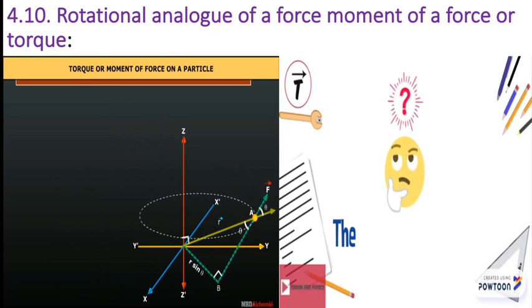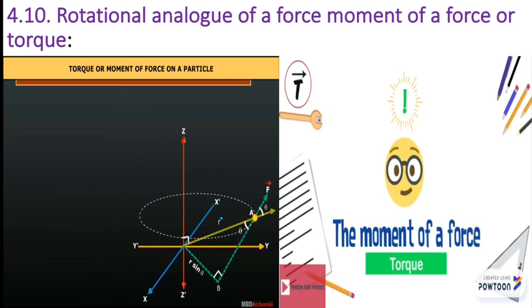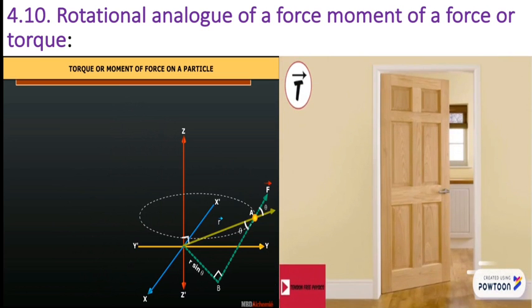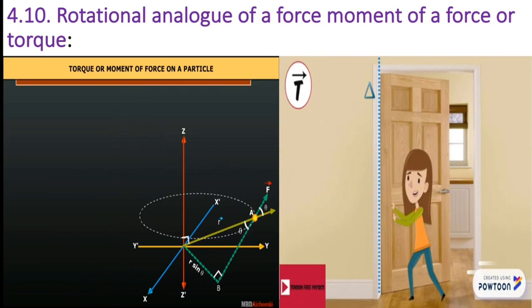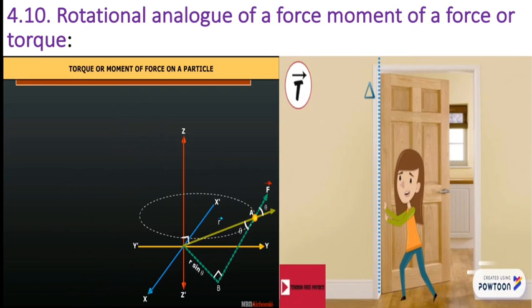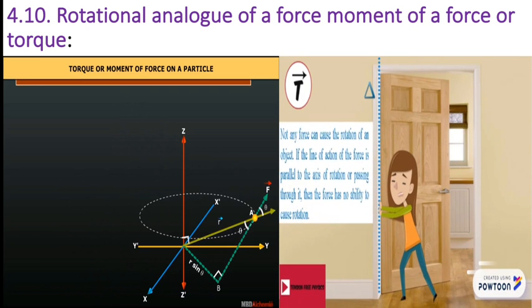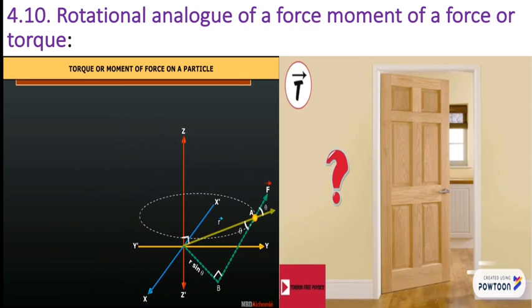Hello, today we will speak about the moment of a force or the torque. Consider a door that has the ability to rotate about a fixed axis delta passing through its hinges. If we try to push the door, not any force can cause its rotation. If the line of action of the force is parallel to the axis of rotation or passing through it, then the force has no ability to cause rotation. So how can we open or close the door?